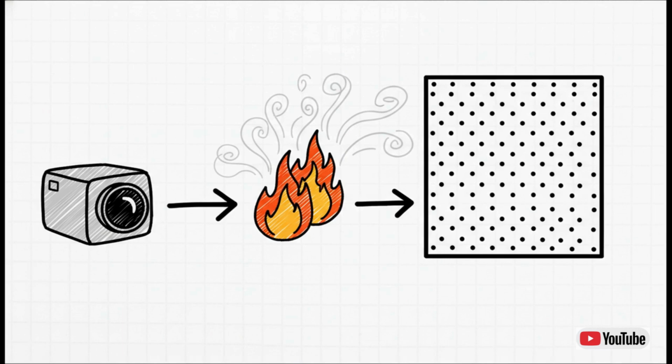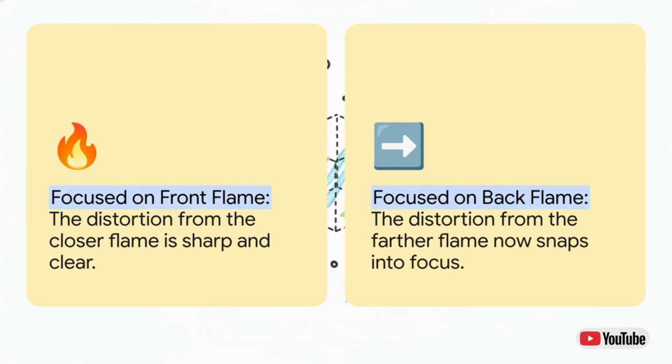For the disturbance, they just used two flames, one placed behind the other at different distances. And the goal was simple. Could the system take one picture and then, on a computer, focus on the heat distortion from the front flame and then refocus to see the heat from the back flame separately? And the results were a huge success. I mean, it worked perfectly.